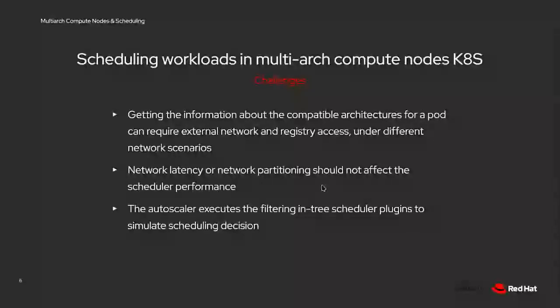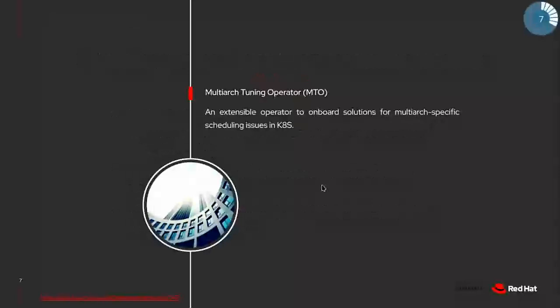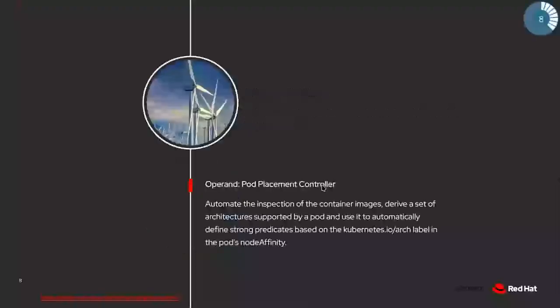need modifications as well. What we came out with in the OpenShift Multiarch team is the Multiarch Tuning Operator. It's essentially an operator that runs a controller that does this work: it inspects the image given a pod that is being created, and does the job that the user should do manually for instructing Kubernetes about which architectures are supported.